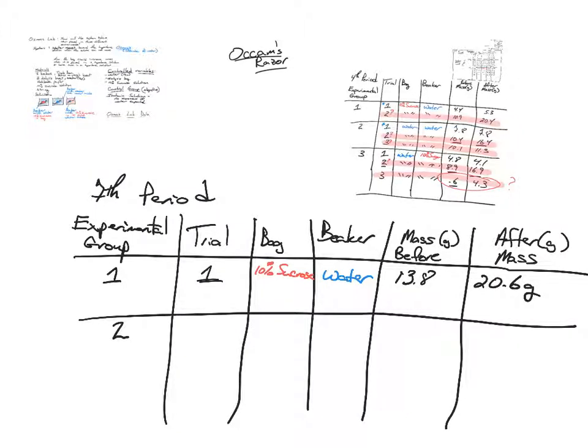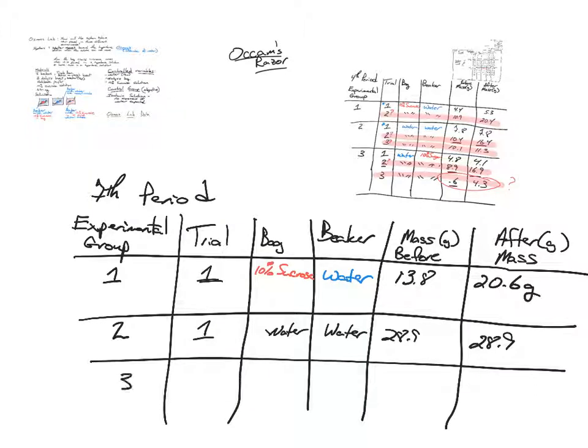The second group, which is water and water, the isotonic, the same trial. What did you get for that? 28.9. 28.9, yes, and then after? 20.9. And then the third trial, 23.5. So that's where we have 10% sucrose in the bag, and then we have water in the beaker. And what'd you get for that? 23.5, and it's water. 23.5, and what's this after?